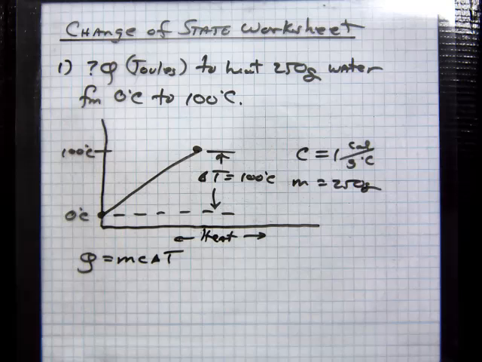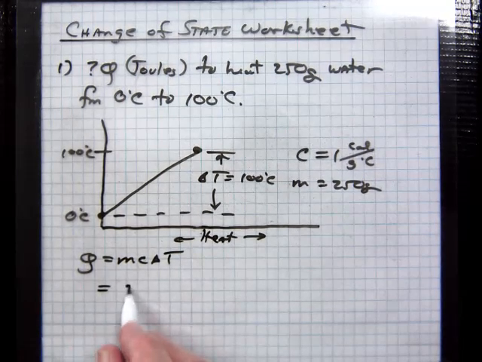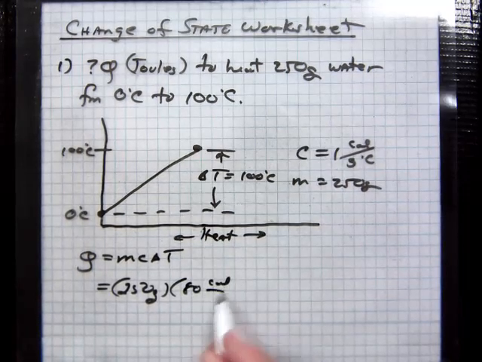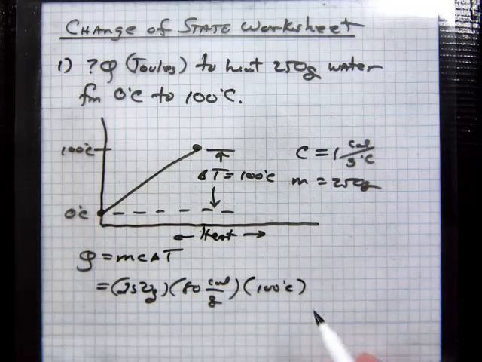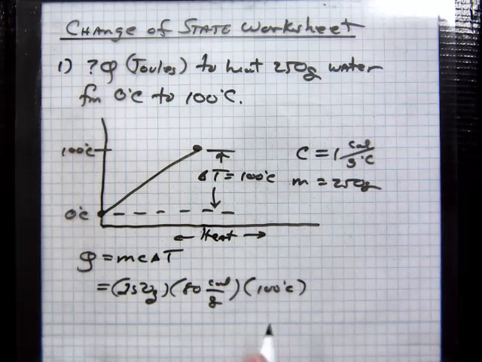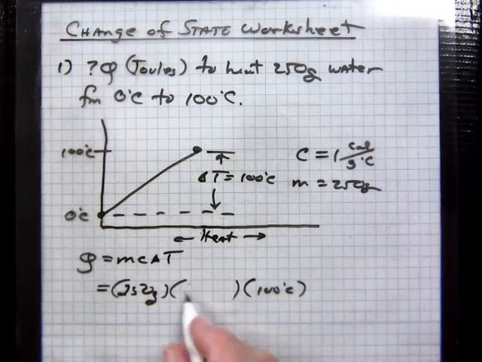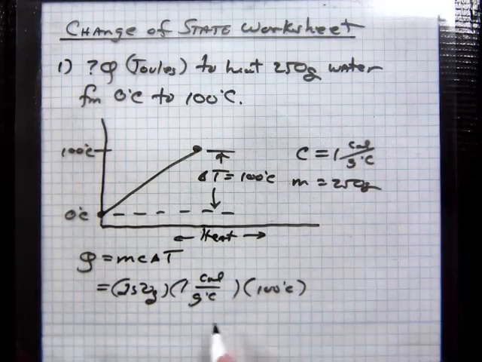Plug and chug now, right? I mean, it's a no-brainer after you determine whether it's a temperature change problem or not. That's the long and the short of this. So you simply have 250 grams times 1 calorie per gram degree C times 100 degrees C. Oh, wait a minute, I'm not doing that. 1 calorie per gram degree C.